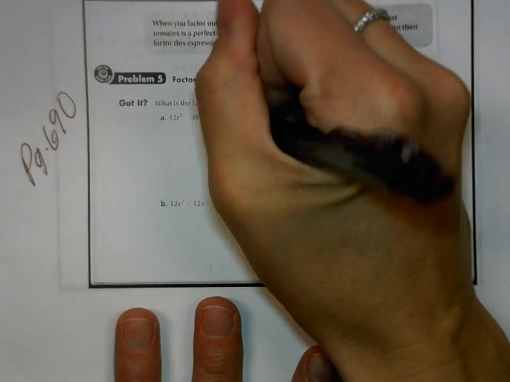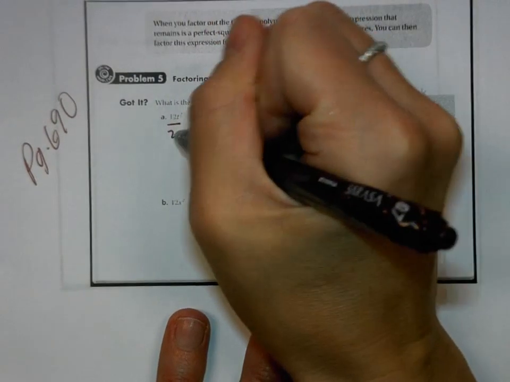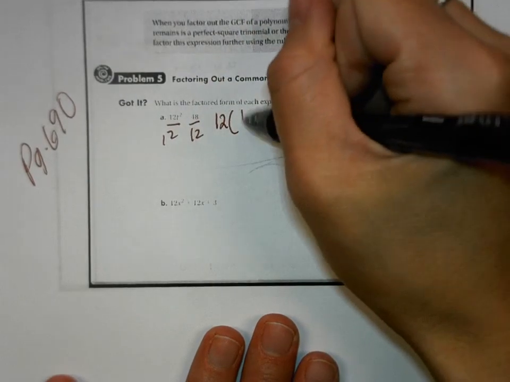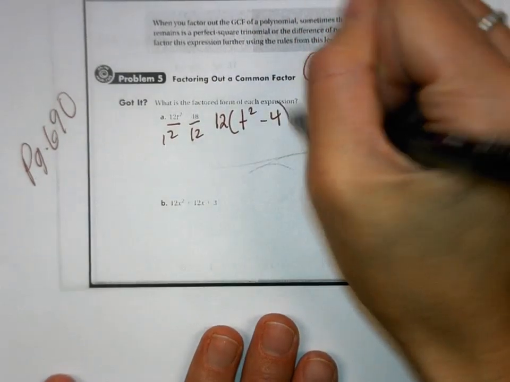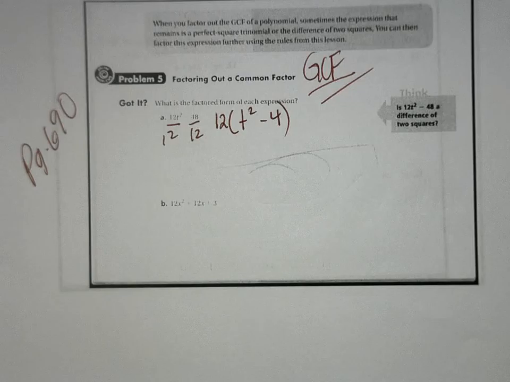12 is the GCF. 12 goes into each of those numbers, so I'm dividing each of these by 12. What am I left with? 1 and 4. t squared minus 4. Now, this is where you ask, can I factor this further? Can I take this further? And the answer is yes.